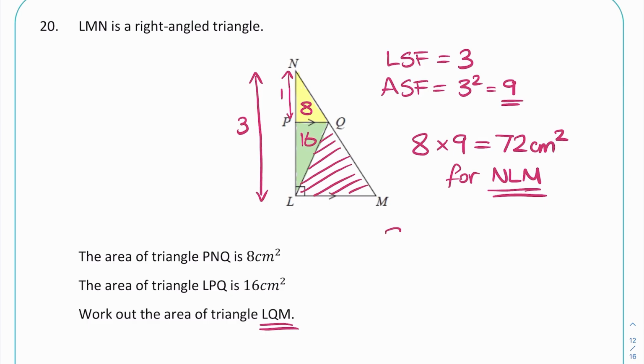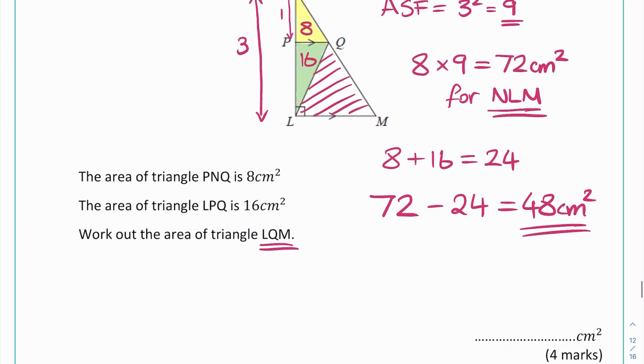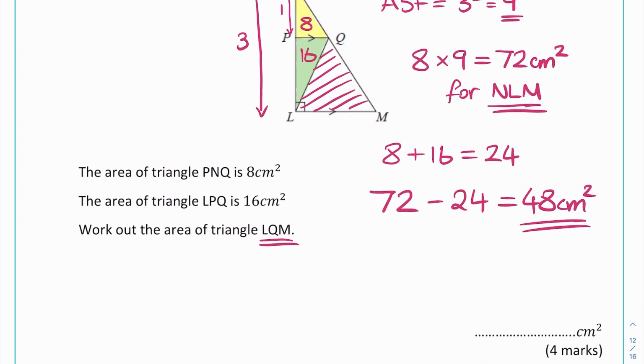The total of those, 8 plus 16, is equal to 24. So we just need to get that away from the full triangle. The full triangle is 72. So 72 take away 24 would leave us with 48 centimetres squared. And that would be the area of that shaded region there, LQM. So there we go, our final answer would be 48.